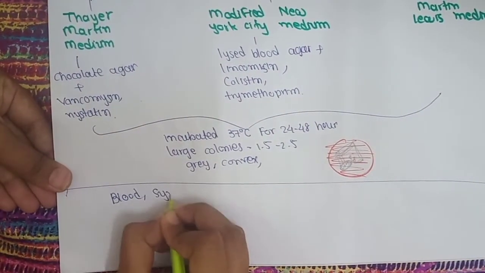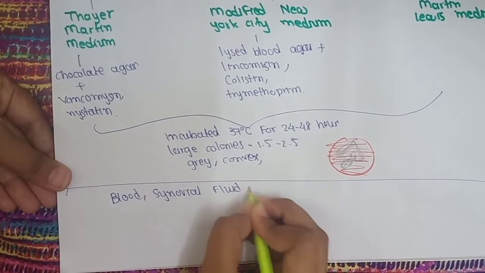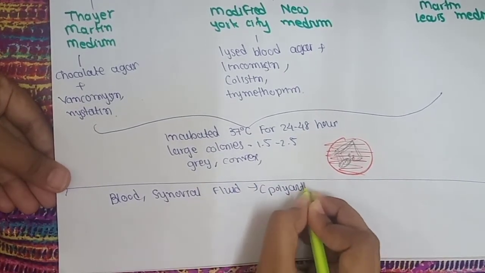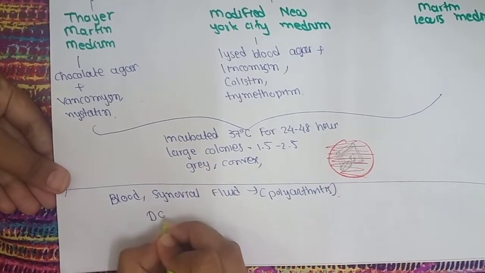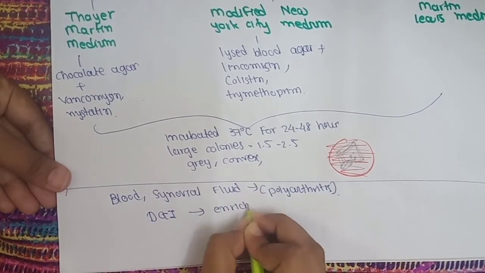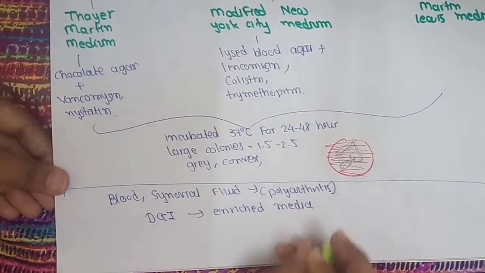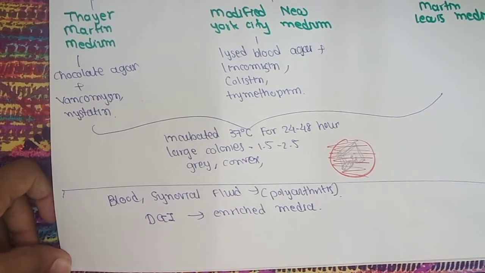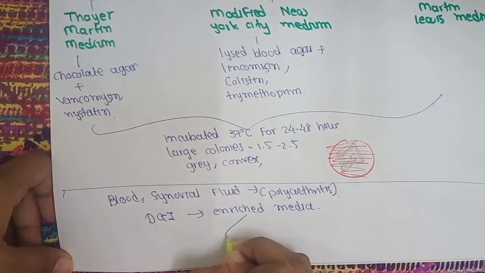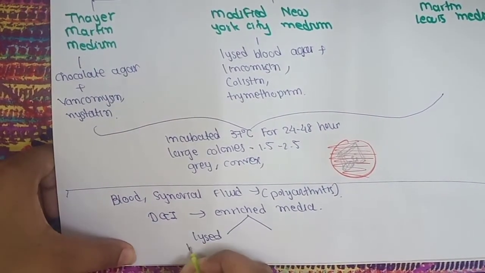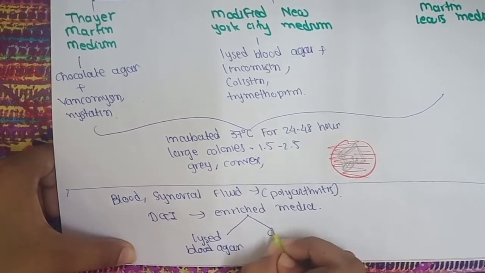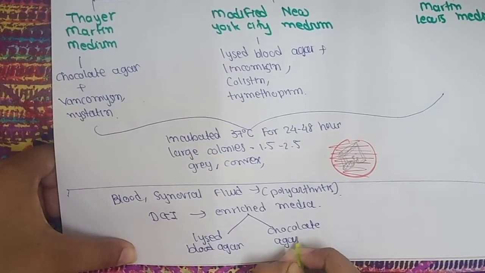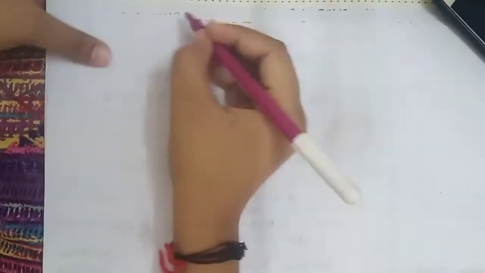We have to take the specimen of blood and synovial fluid in the suspected cases of DGI, and we are using enriched media here. Enriched media is the media containing liquid media plus inhibitory agent, and here the lysed blood agar and chocolate agar are used. Now let's have a look at the biochemical tests of gonococcus.